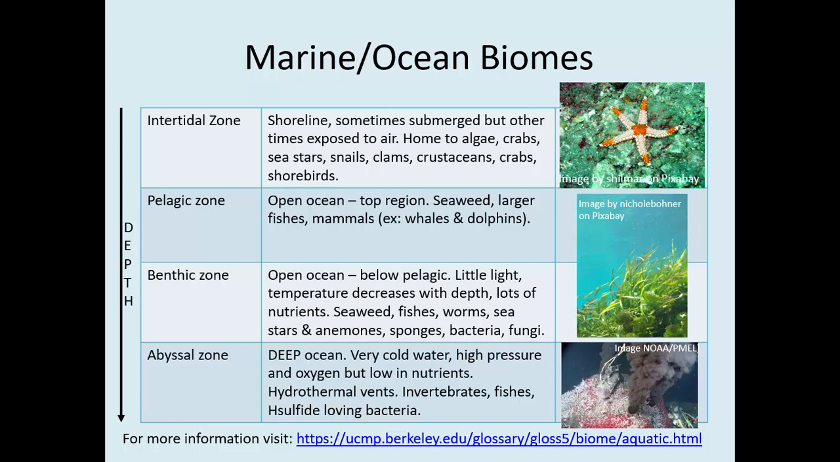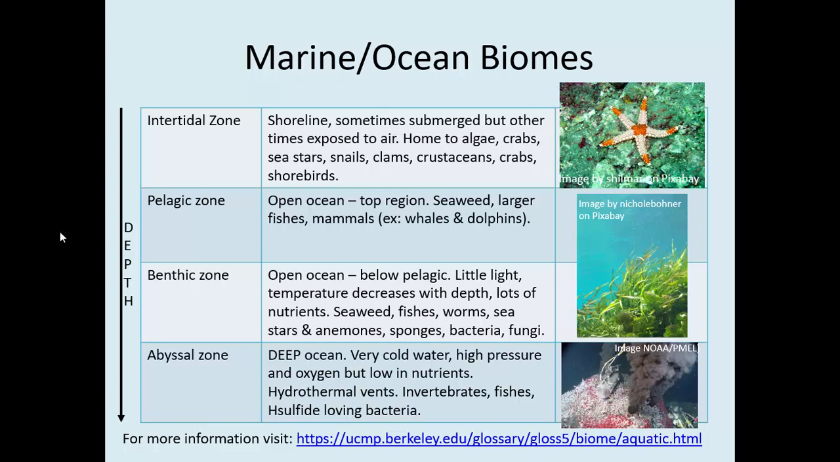The next zone, if you go down in depth in the ocean, would be the pelagic zone. This is considered to be part of the open ocean, but it's the top region of the open ocean. So again, that's the part that we would interact with most as people. And in this zone, there's a lot of seaweed floating. There's larger fishes, and there's mammals like whales and dolphins that hang out and scavenge for food in this area.